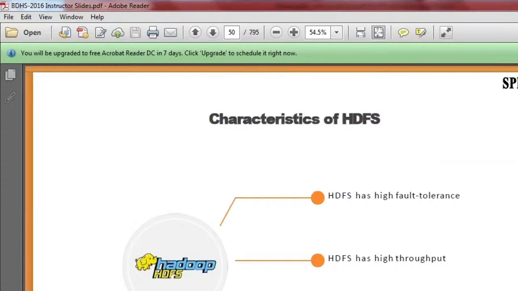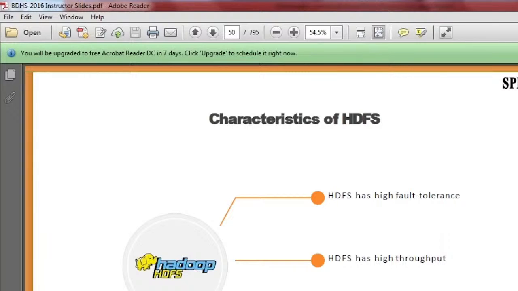So what are the characteristics of HDFS? The first thing is it is fault tolerant, because we know data is distributed and we have multiple copies. So if some of them fail, we still have the replica present somewhere else, so we can trust it, right? We can rely on it. We ensure that my data will be safe in it.